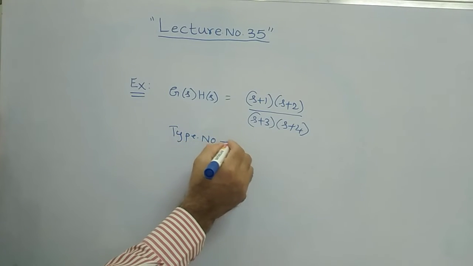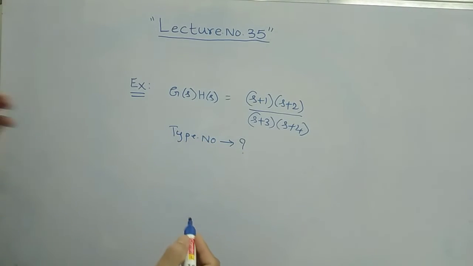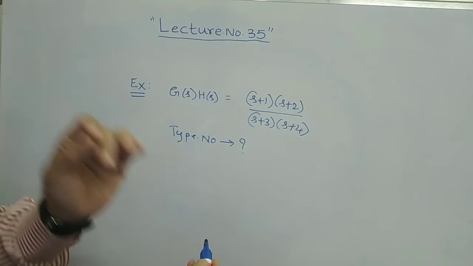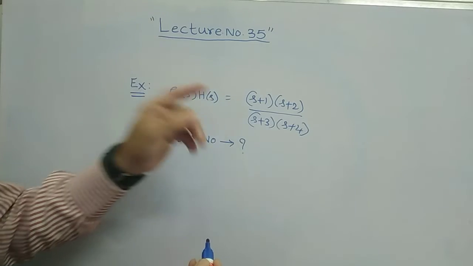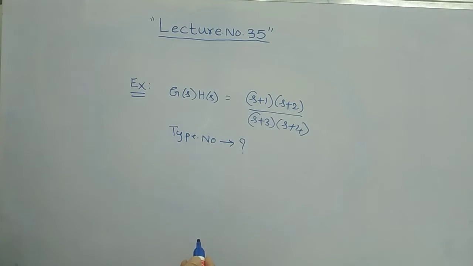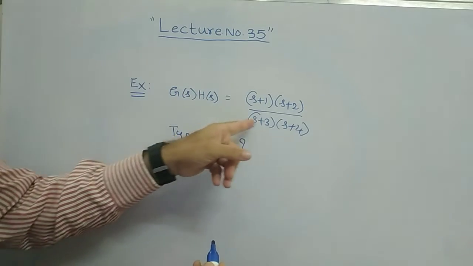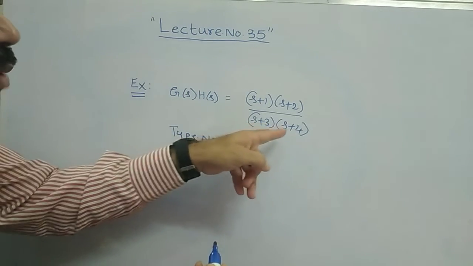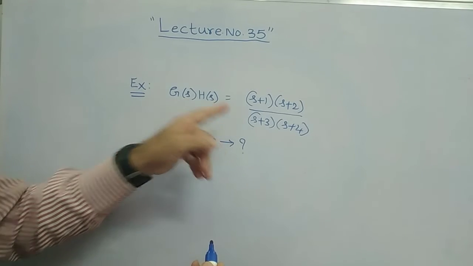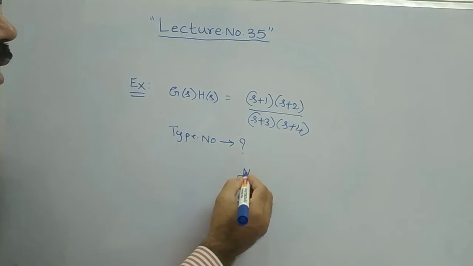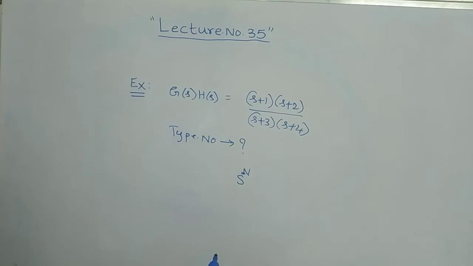What is the type number here? Just observe the denominator polynomial only. What is the value of n? You have to first see if s power n is there or not. In the given problem, you need to see the denominator polynomial, whether s power n is there or not. If s power n is there, then what is the value of n?